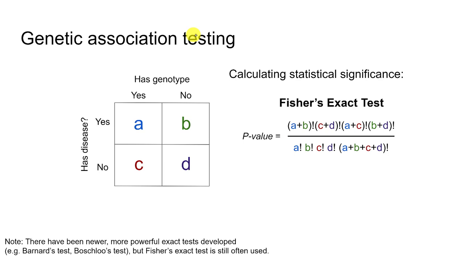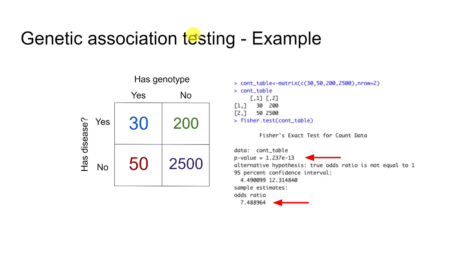I still use it in my research as well. So you can do this in R. This is kind of a worked through example. Suppose you have this contingency table. You can get a p-value for this, and you also get an odds ratio.